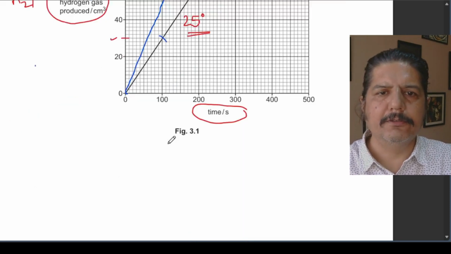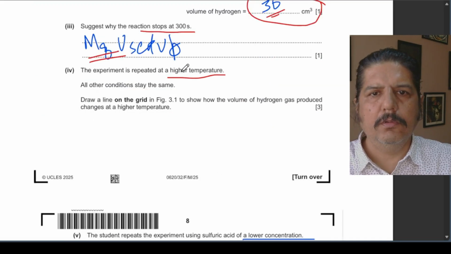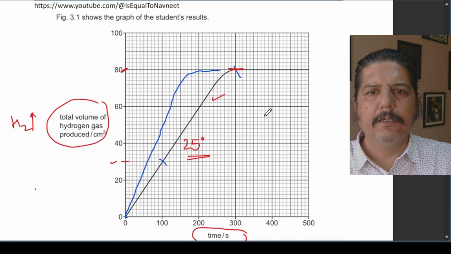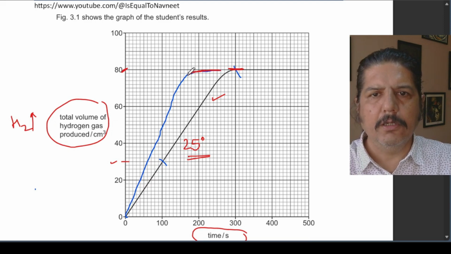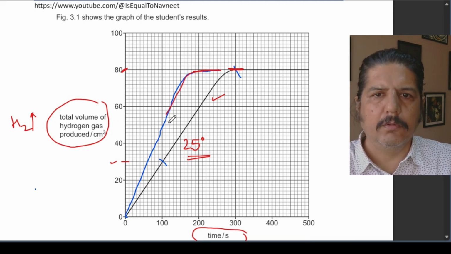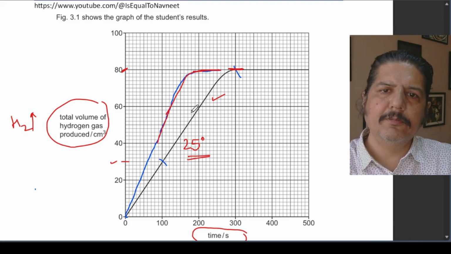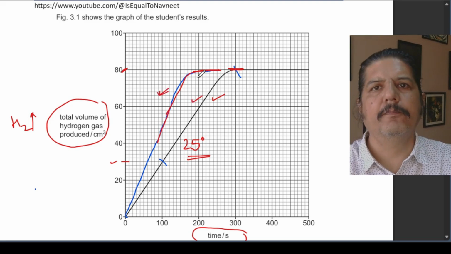When you increase the temperature, draw a line to show how the volume of gas produced changes at higher temperature. The volume of hydrogen gas which is produced would remain the same. But the big difference that will come is that the rate of reaction will increase. And the rate of reaction is given by the slope of the line. The slope of this line is more than the slope of this line. So hope this is clear.